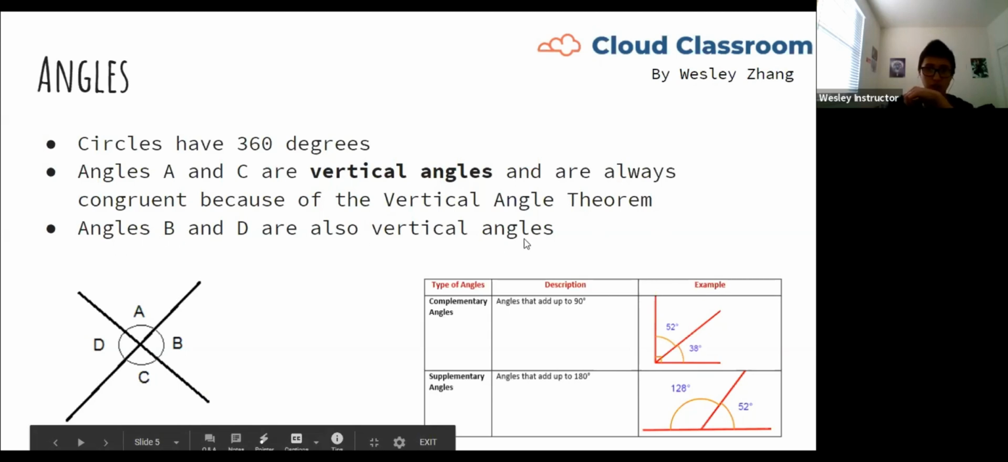And angles B and D are also vertical angles. So D is directly opposite of B. So these angle measures are also the same.